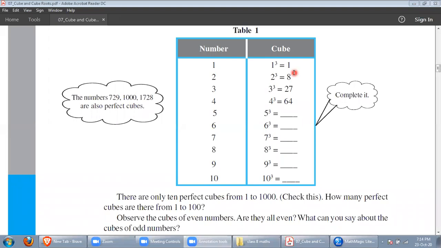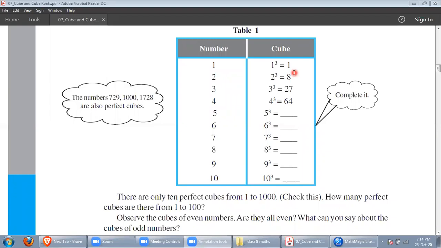5 is not a perfect cube. 6 is not a perfect cube, because there is no natural number which when multiplied by itself 3 times gives you 6. 7 is also not a perfect cube. 8 is a perfect cube. Yes or no? Yes, because there is a natural number. What is that natural number that when multiplied 3 times gives you 8? 2. 2 into 2 into 2 will give you 8. So 8 is a perfect cube.